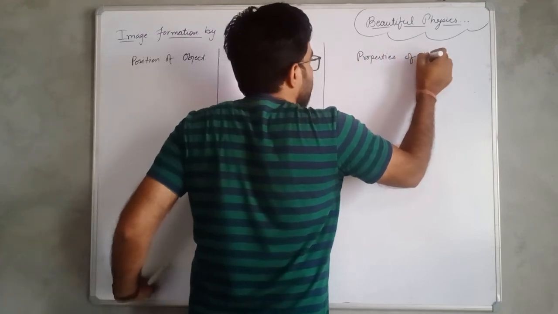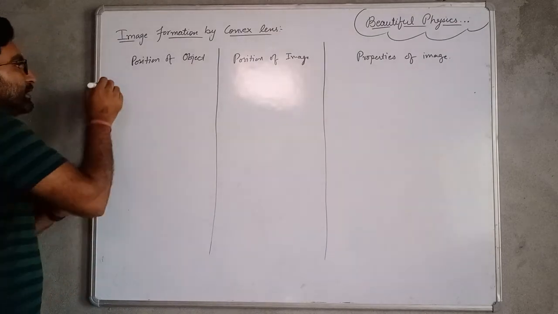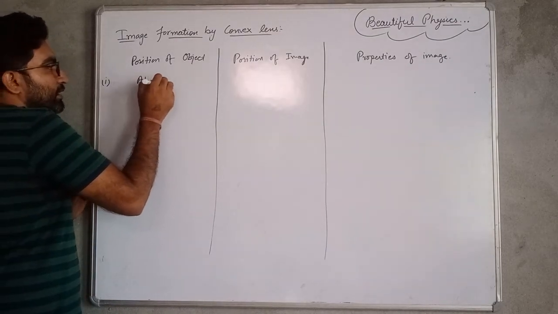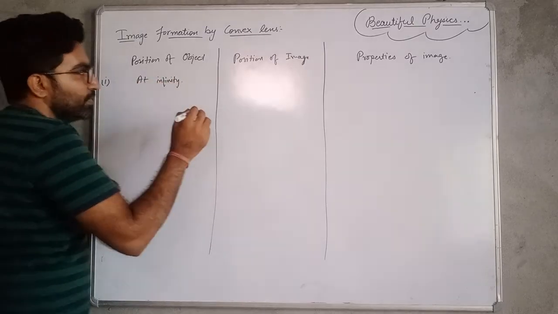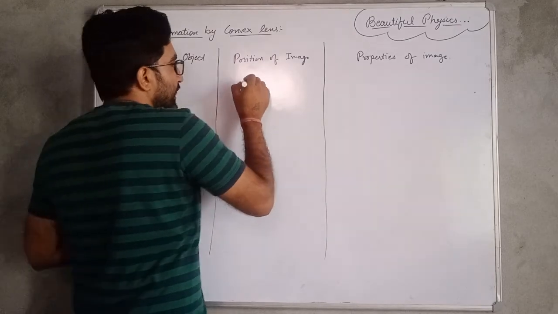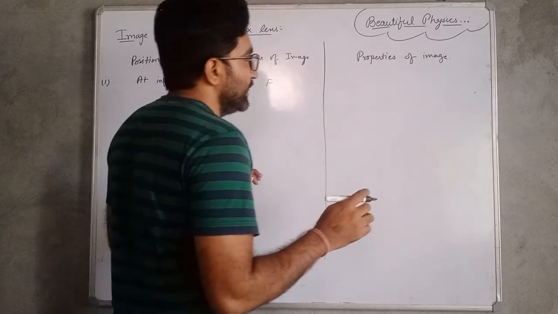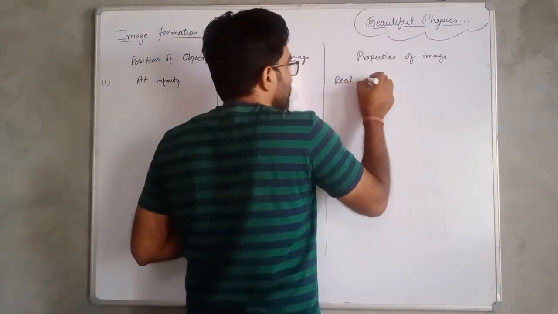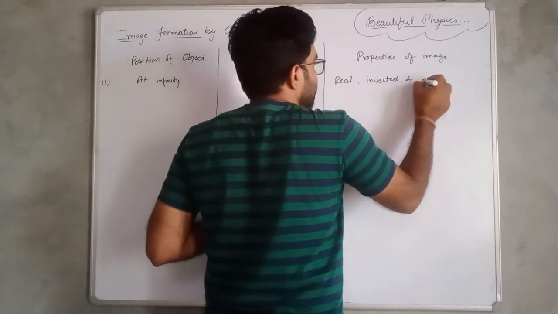Okay, first one is when the object is at infinity. When the object is at infinity, the image is formed at the focus, at F. And what are the properties of the image? It is real, inverted, and point sized.